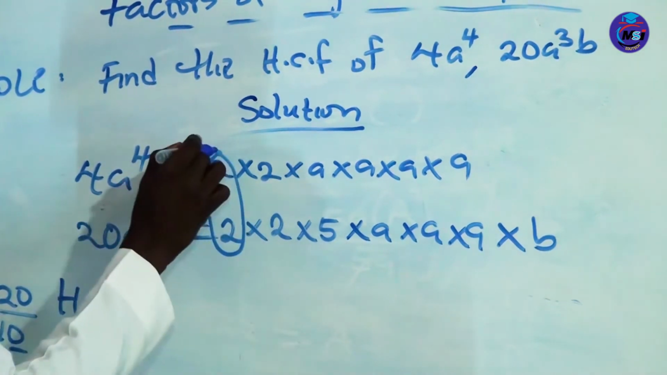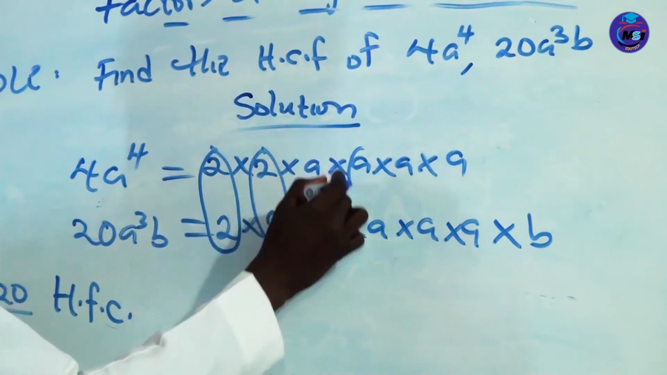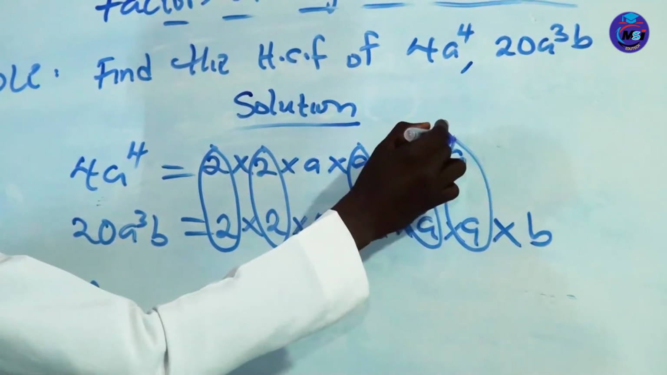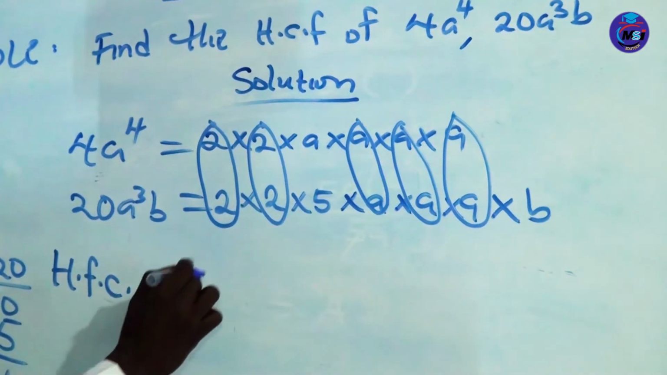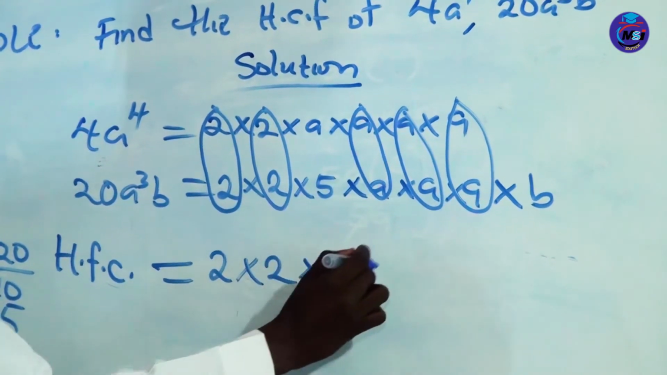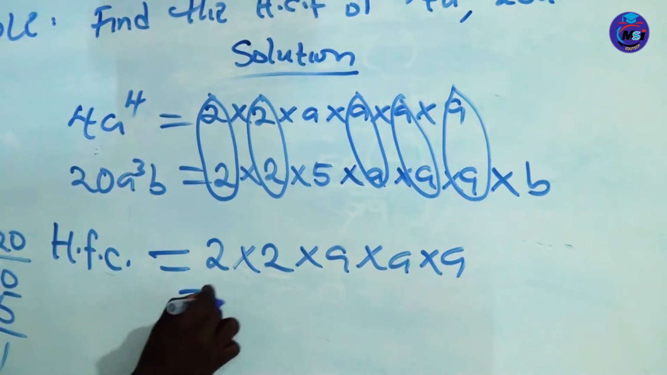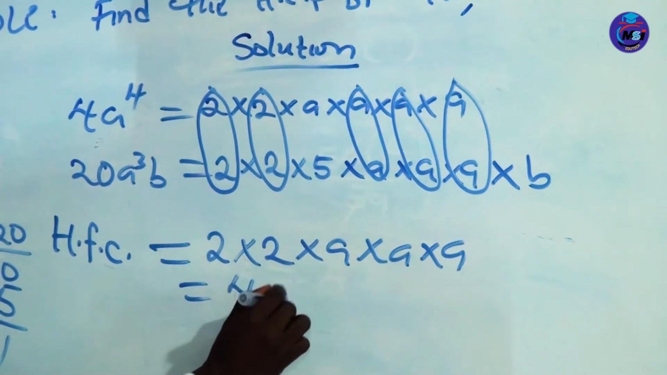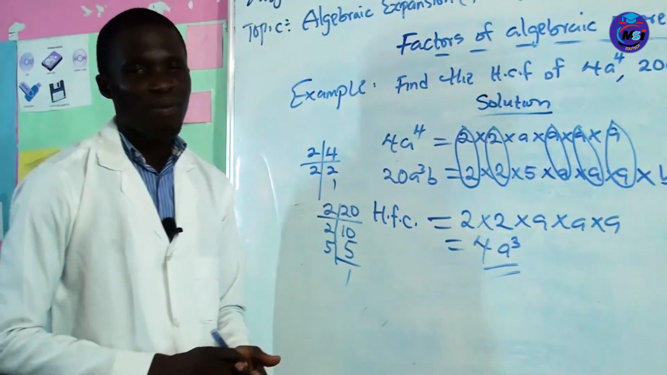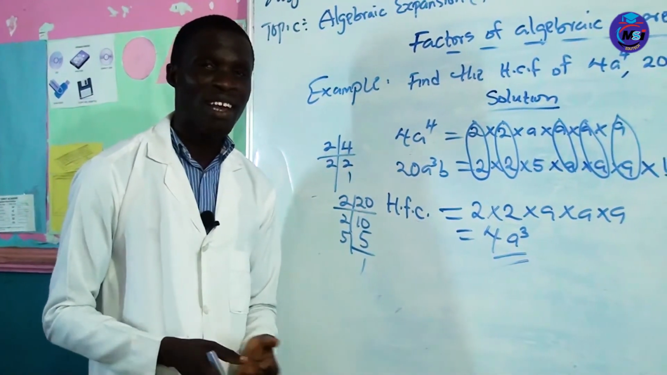2 is common, 2 is common, 5 is not common, a is common, a is common, a is common. So it will give us 2 times 2 times a times a times a. This will give us 4a cube. So this will be our answer. I believe you are following this class and it's getting more interesting than ever before.